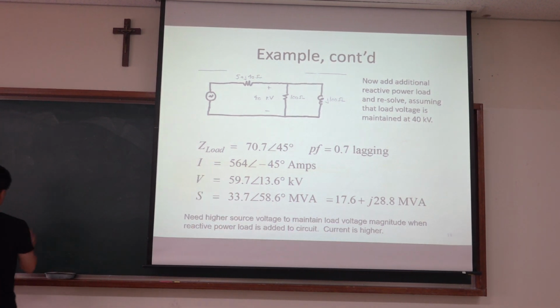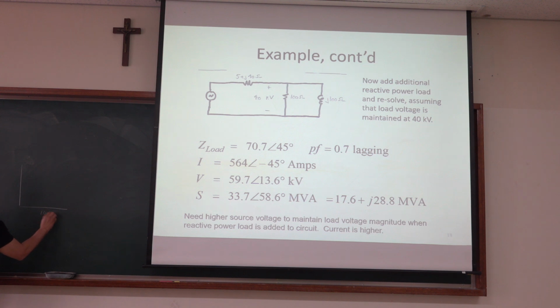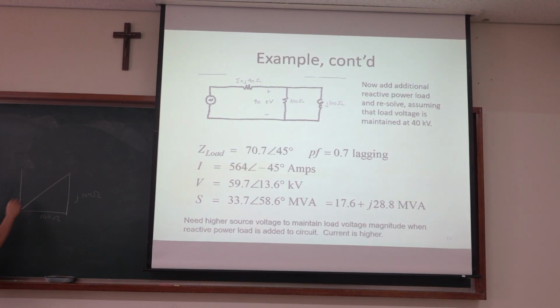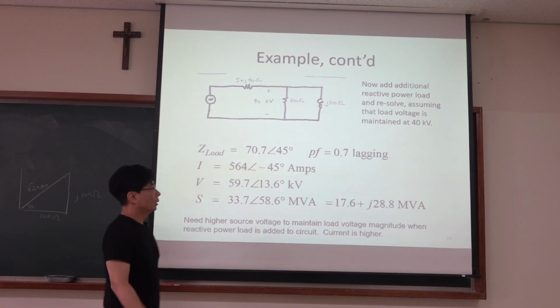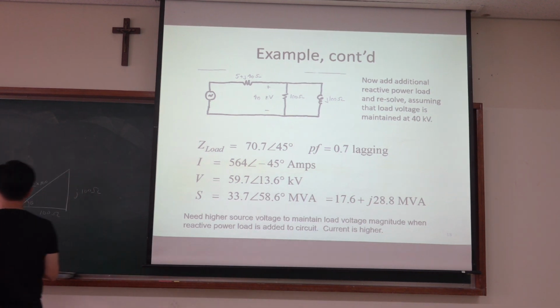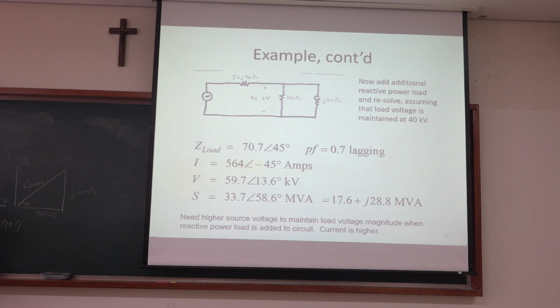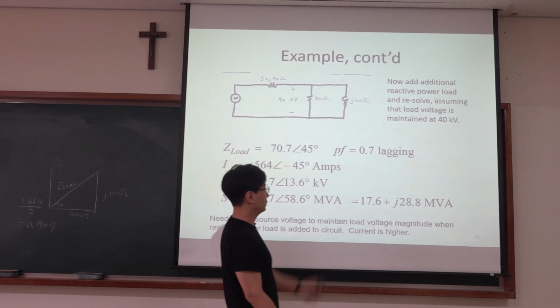Actually, this is 100 ohm, and this is j100 ohm. So this is square root 2 times 100, and this is the angle theta. The cosine of theta is 1 over square root 2, which is 0.707. So the power factor is roughly 0.7.